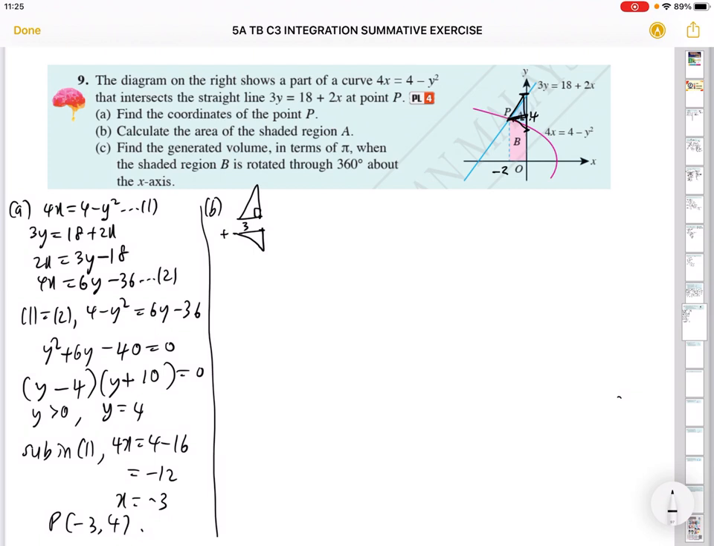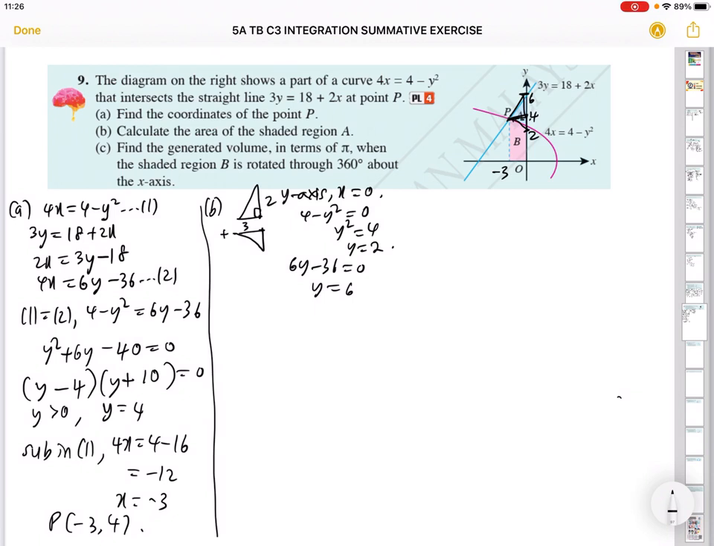Now, we know the y-intercept. On the y-axis, x is 0. So we take equation 1, x is 0, 4 minus y squared is 0, y squared is 4, y is plus minus 2. Just take the positive 2, so this is 2. For the second equation, on the y-axis x is 0, 6y minus 36 is 0, y is 36 divided by 6, so y is 6, okay? So we know this is 6, so the height will be 2 here. This one we have to integrate from 2 to 4, okay?